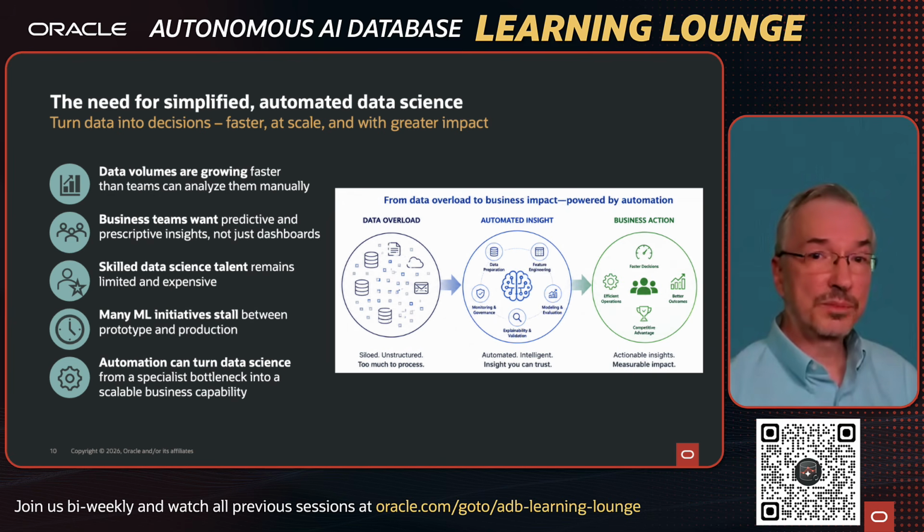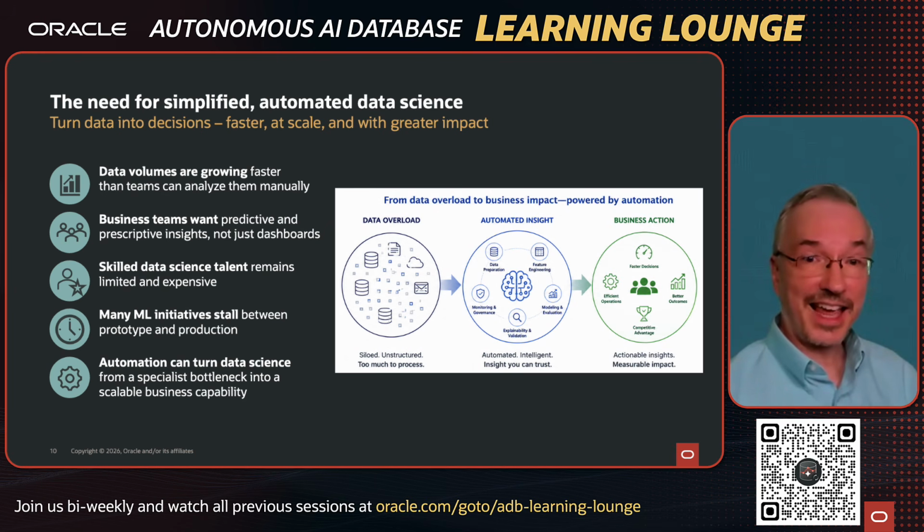And this is where simplification and automation can reduce friction. Now, by automating complex, repetitive, or highly specialized steps, you can move faster and make data science and machine learning more accessible across teams. For those familiar with Oracle Machine Learning AutoML capabilities, whether through the no-code UI or Python API, you already know the value of this kind of automation.